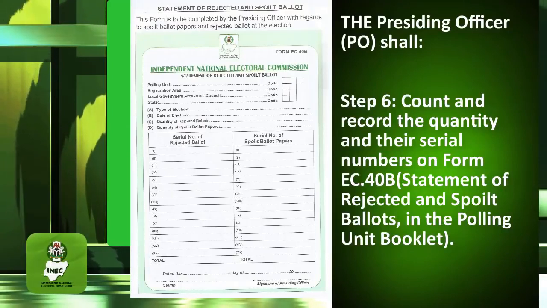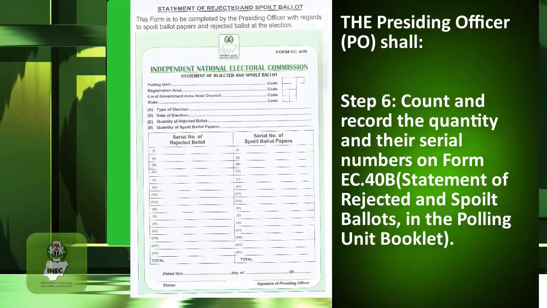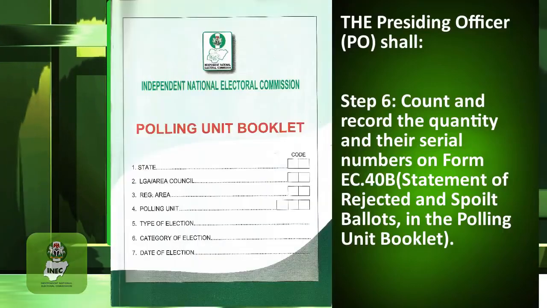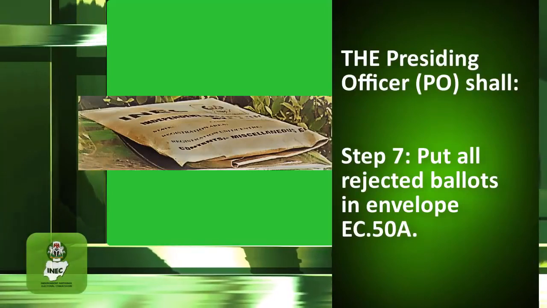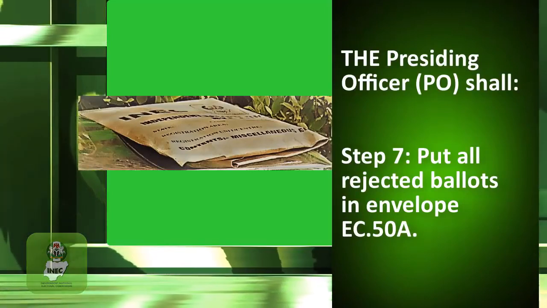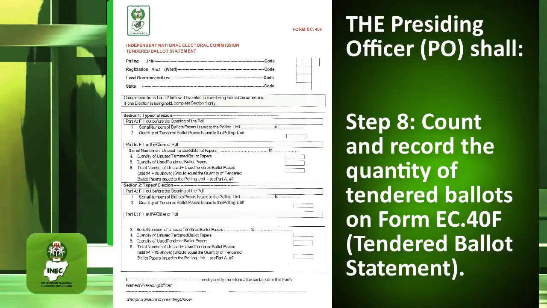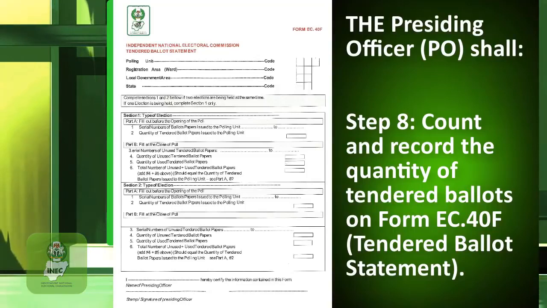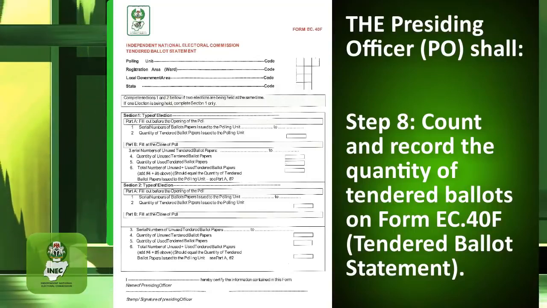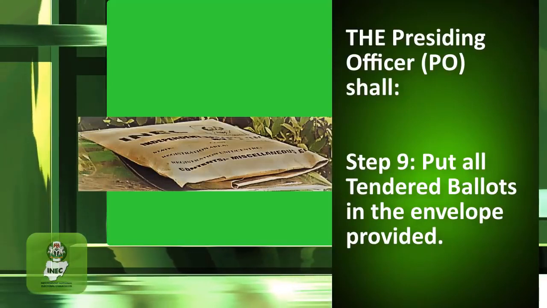Step 6. Count and record the quantity and their serial numbers on Form EC40B, Statement of rejected and spoiled ballots in the polling unit booklet. Step 7. Put all rejected ballots in envelope EC50A. Step 8. Count and record the quantity of tendered ballots on Form EC40F, Tendered ballot statement. Step 9. Put all tendered ballots in the envelope provided.